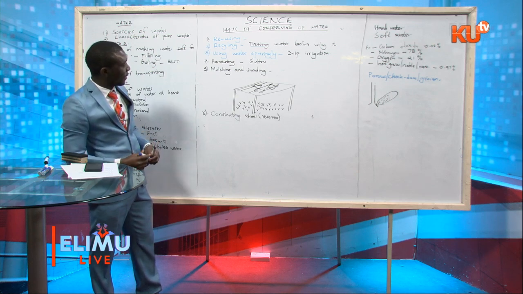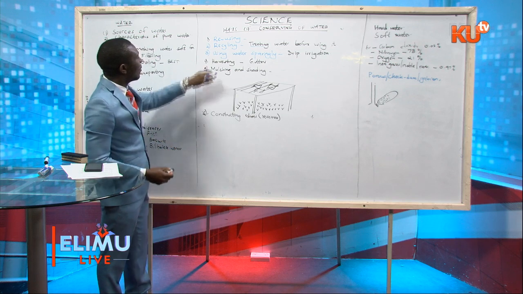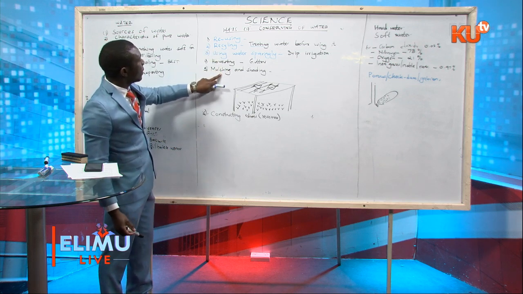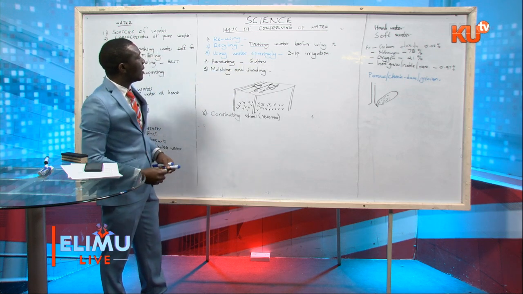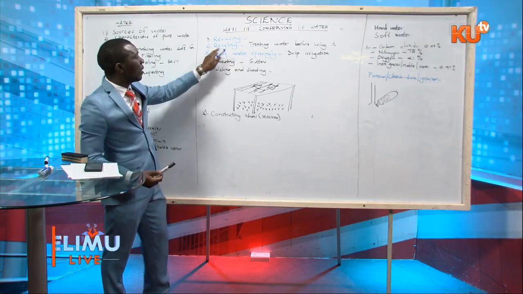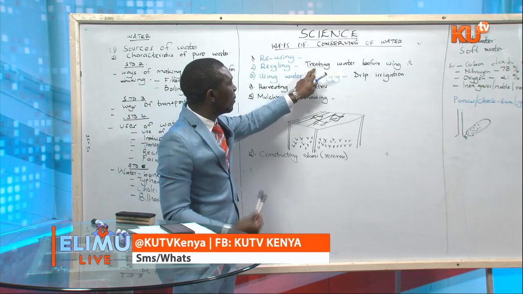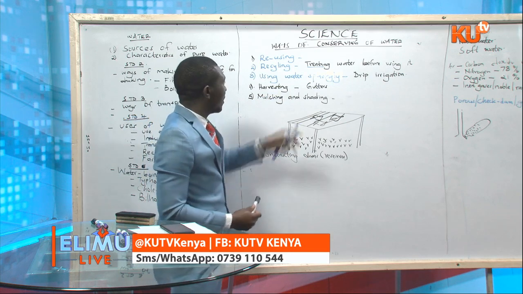Now, under these six, I just want to look at ways of reusing water and ways of using water sparingly. Using water sparingly is mostly tested in the exam, and recycling. But recycling, I'm through with it because we are supposed to treat it before using it. It was tested in the year 2018.